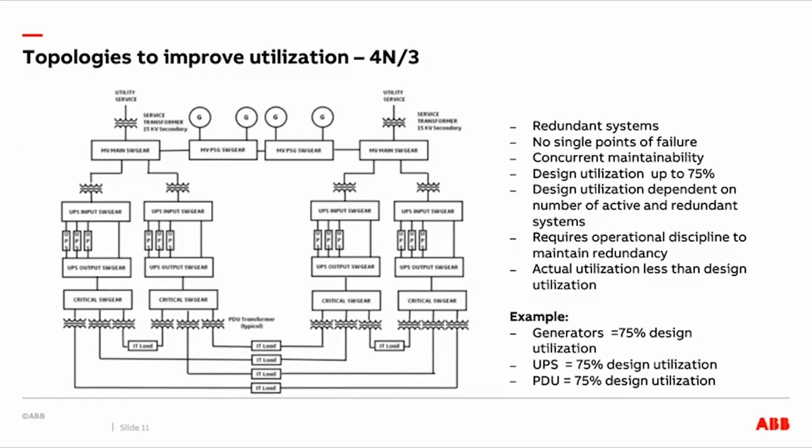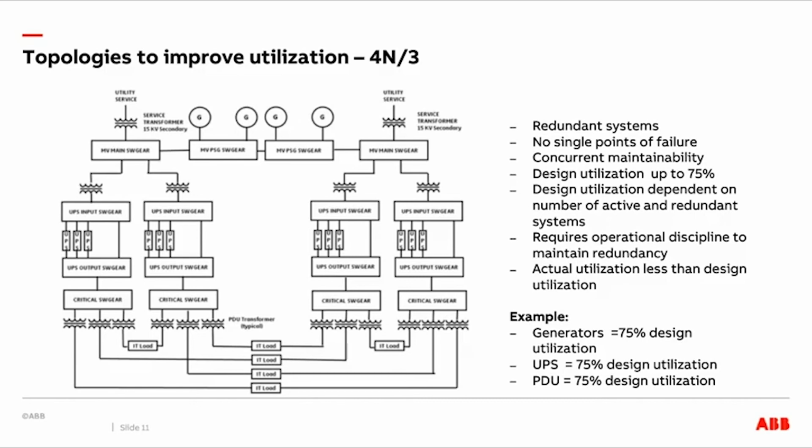This is a typical 4N over 3 shared redundant design. Like the system plus system topology, the shared redundant topology is concurrently maintainable and has no single points of failure. In this 4N over 3 example, the loads are connected such that with all systems operating, the loading on any UPS does not exceed 75% of capacity in order to maintain redundancy. With the system plus system design, there's a single load group, as all loads are connected between A and B systems.